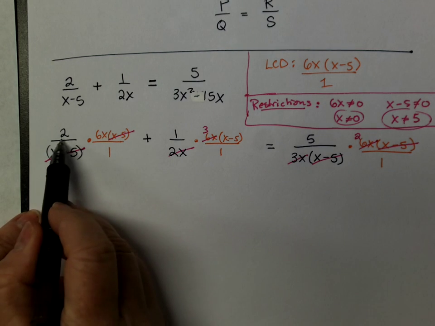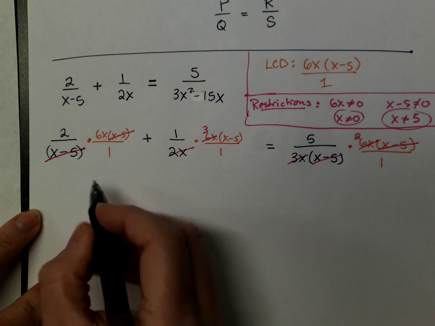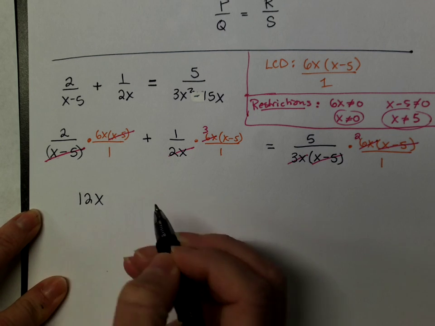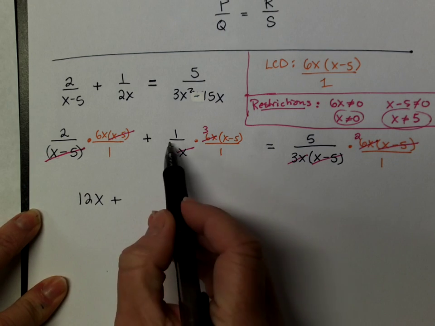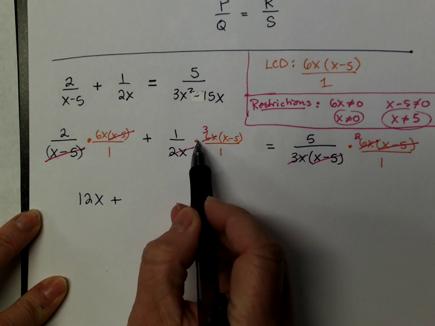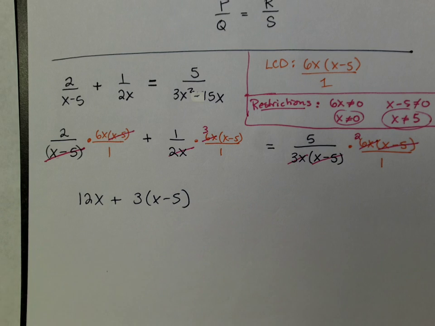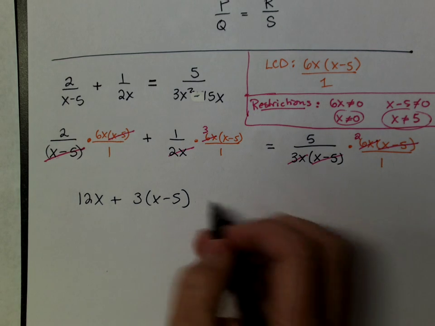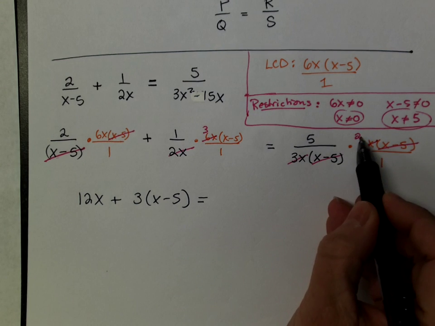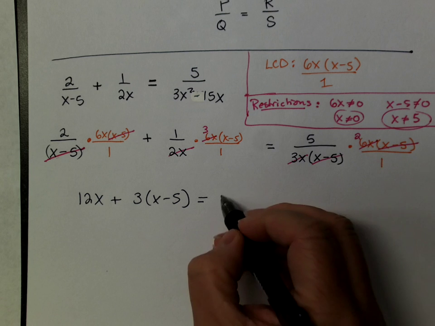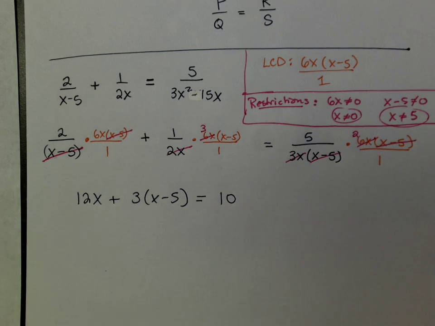Now I need basic multiplication. 2 times 6x would give us 12x, so that's fine. And then plus 1 times 3 times x minus 5. I'm not going to try and do that distribution mentally. I could, but I know that's where I make my careless mistake. So I'm just lifting it off right now. Equals 5 times 2, and everything else canceled out. Oh, that's much prettier to look at, right?